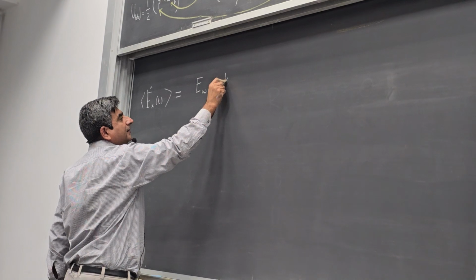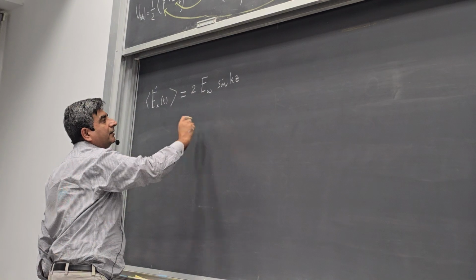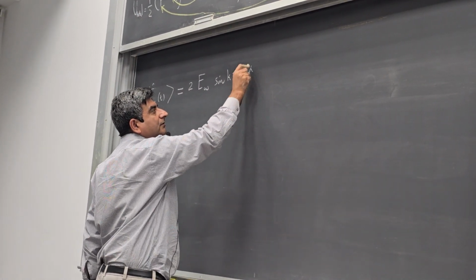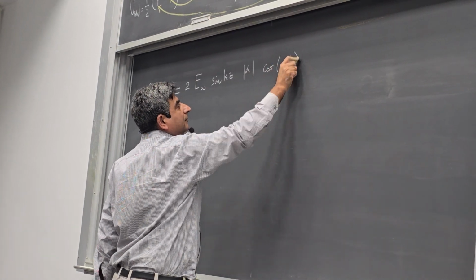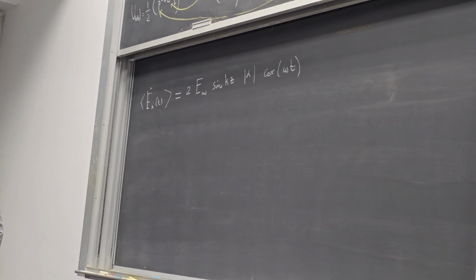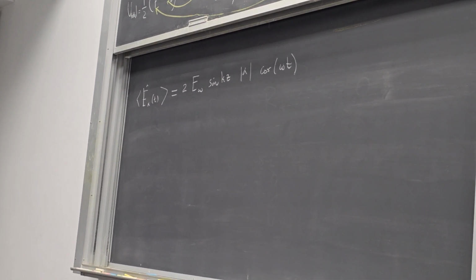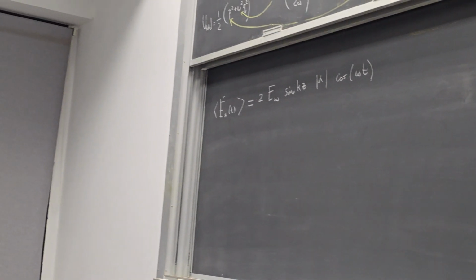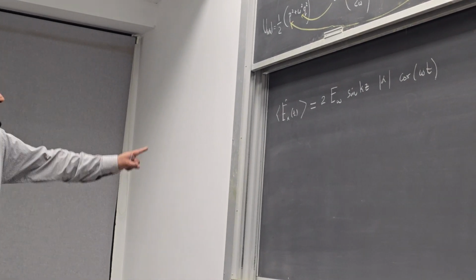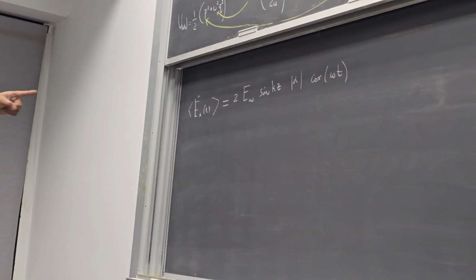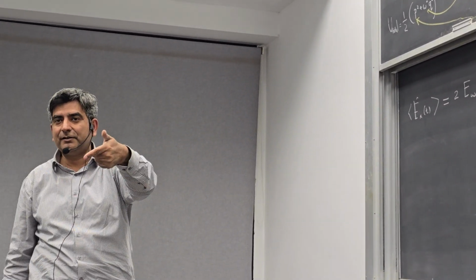sin kz and 2 times alpha mod cosine of omega t. A plus A star is, you take the real part of this, that's alpha mod cosine omega t. Correct? Class है हमारा. So now this is a coherent state. Now the electric field is varying in time sinusoidally. Perfect with the frequency omega.